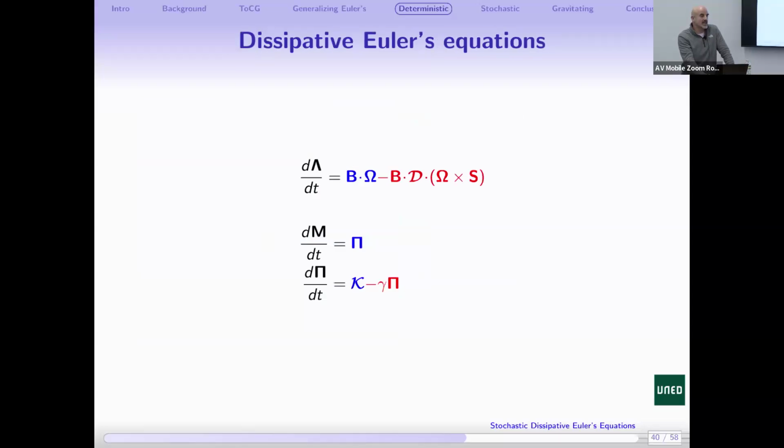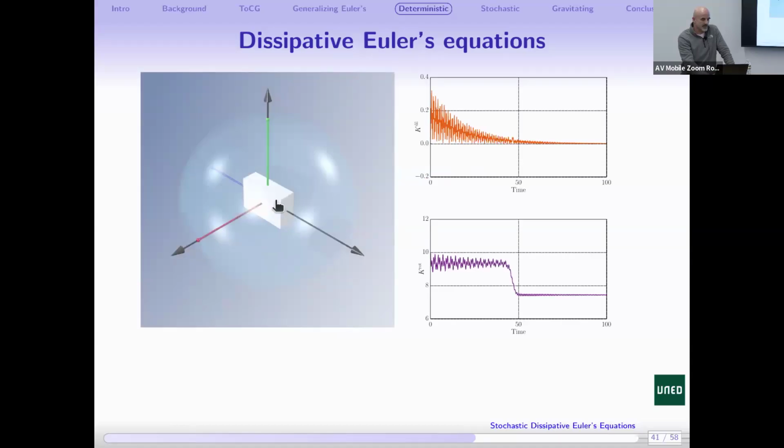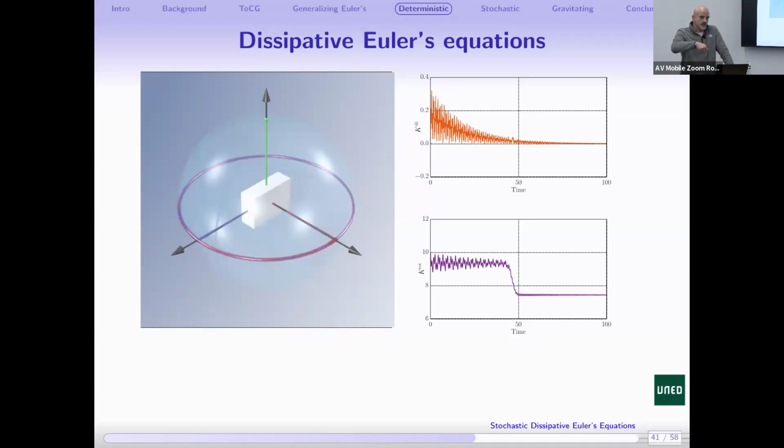Let's see what happens when we include the dissipative terms in the equations. What happens is this. Again, it is rotating around the intermediate axis, which is unstable. It stays there for a while until suddenly it becomes unstable and goes there forever now, which means that it ends up rotating around the major axis. It's a completely different phenomenology.